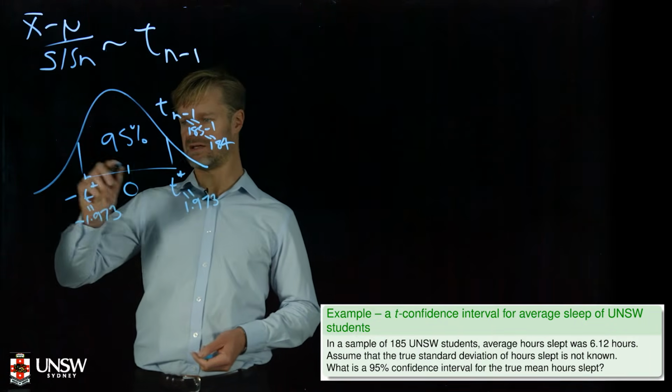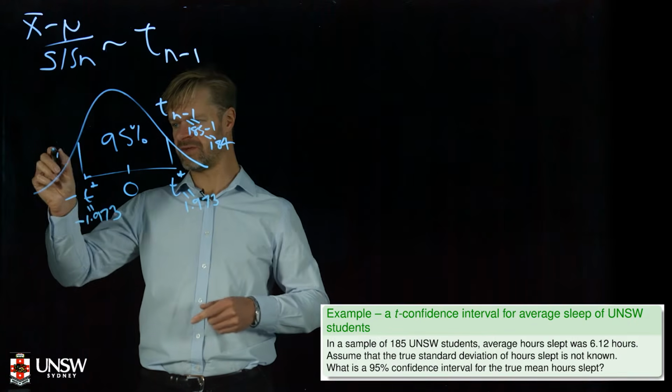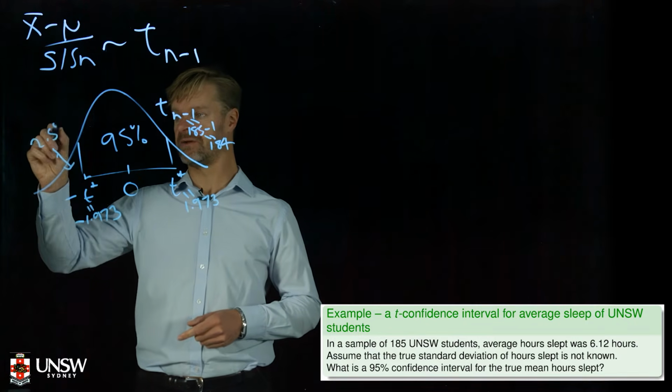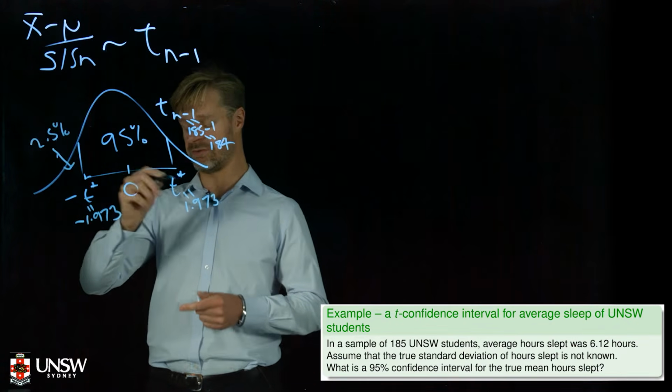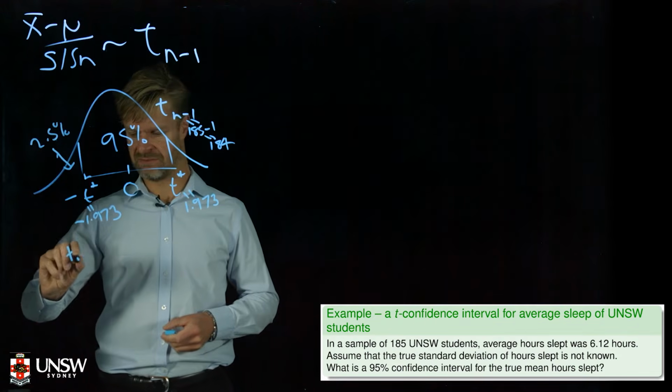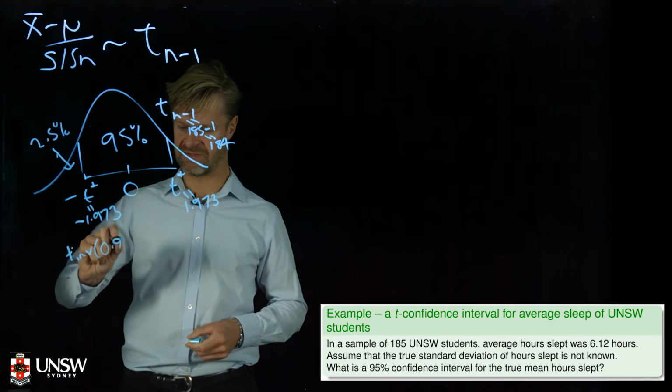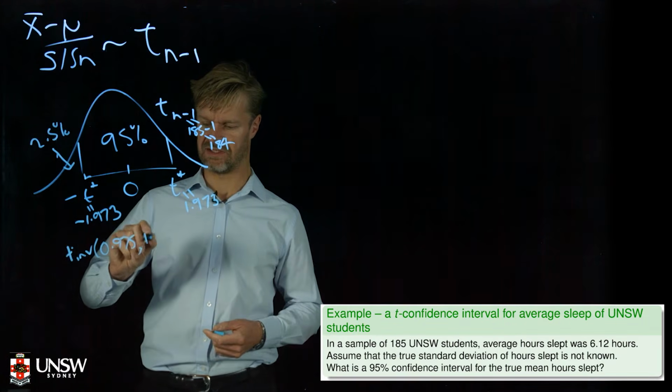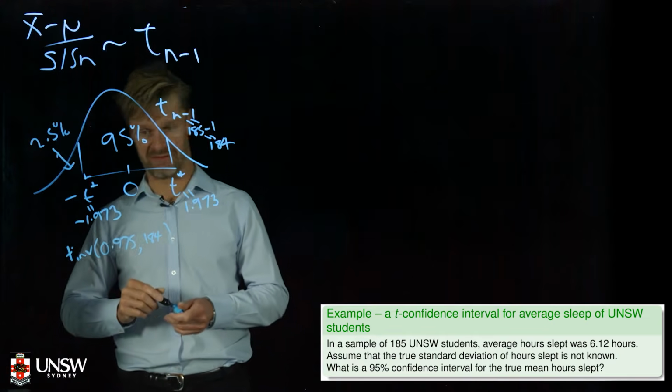So the way I did that, as before, I said if I want 95% in the middle, I want 2.5% in each tail. So the area to the left is 97.5%. So I went T-inv 0.975, comma, 184 to get my answer.